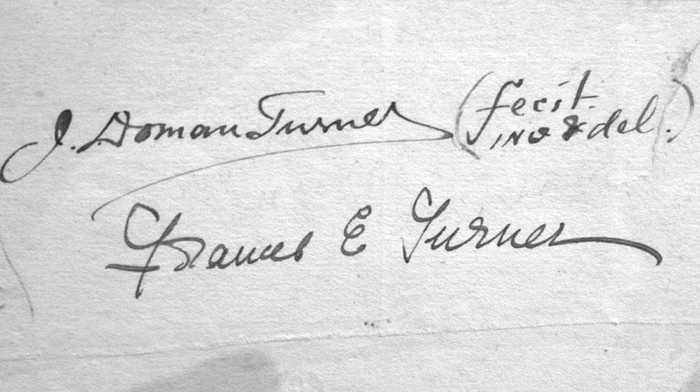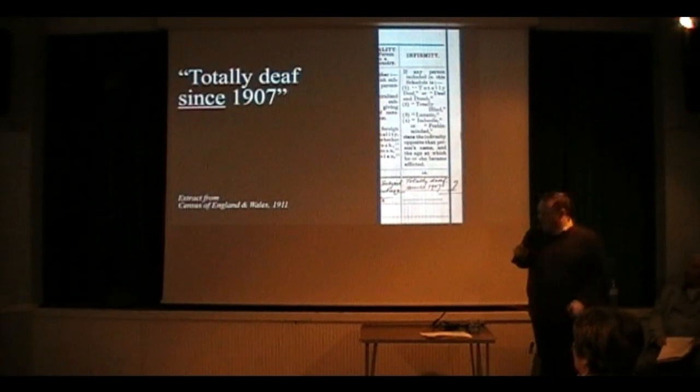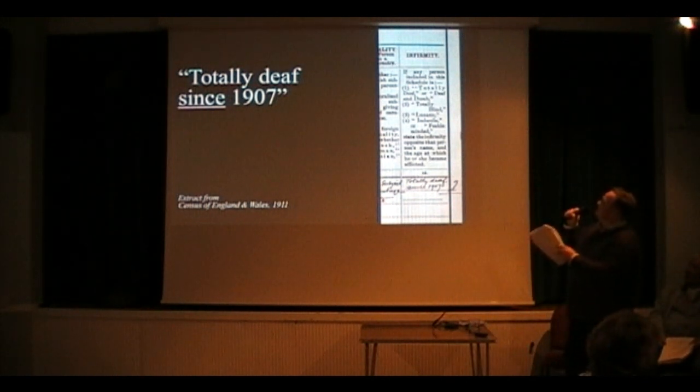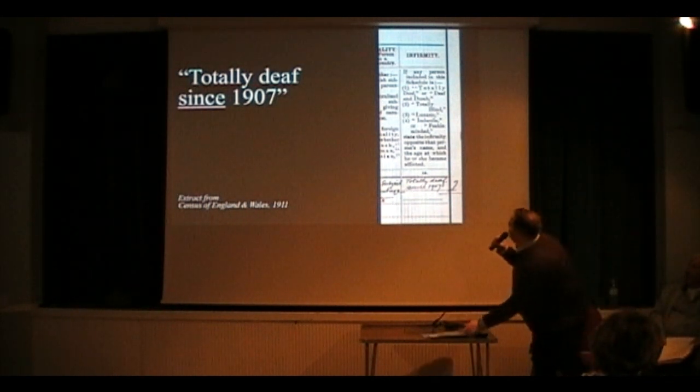Another thing that we know about him is that he was deaf. But we didn't know when until we looked at the census of 1911, and just here, he declares that he was totally deaf since 1907. So actually, he wasn't born deaf. So that was quite a finding for us, because we heard he was deaf, but we don't know what the cause of that was. And we were just talking earlier with John English, and we were talking maybe it was measles, or it could be something like that.